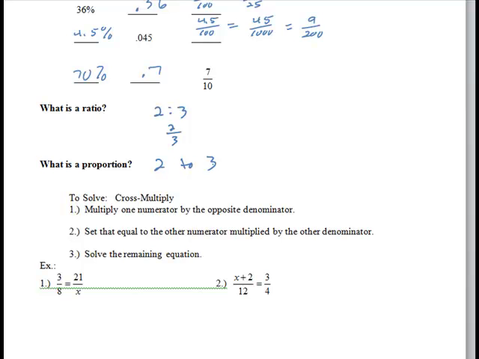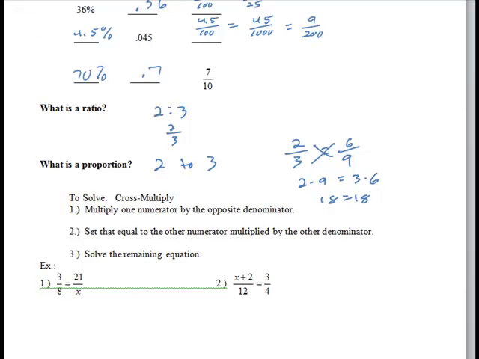One ratio set equal to another ratio is called a proportion. For instance, the ratio 2/3 is equal to the ratio 6/9. Obviously, if we reduce 6/9, it gives us 2/3. An important property of proportions is you can cross multiply. In other words, if you multiply one numerator by the opposite denominator, it's going to be equal to the other numerator multiplied by the remaining denominator. For instance, 2 times 9 is going to be equal to 3 times 6. 18 is equal to 18.